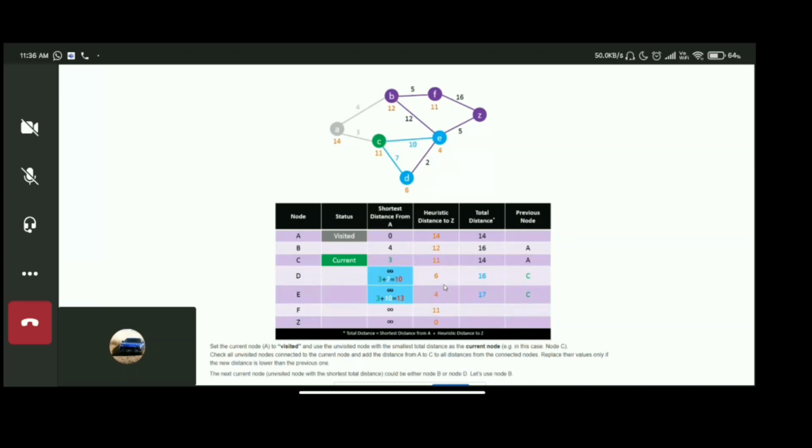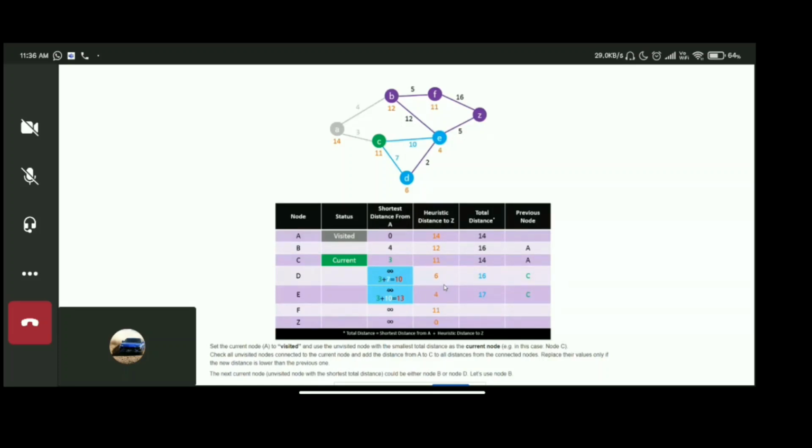Okay, so now looking at the values in the total distance table, I have 14, 16, 14, 16, 17. Both the 14 values are visited. Now I have 16, 16. There is a tie. Which node should I explore, B or D? We will explore B because when there is a tie, we use first come first serve as a tiebreaker, and B comes alphabetically first. That is how we consider. So we'll explore B at this moment.